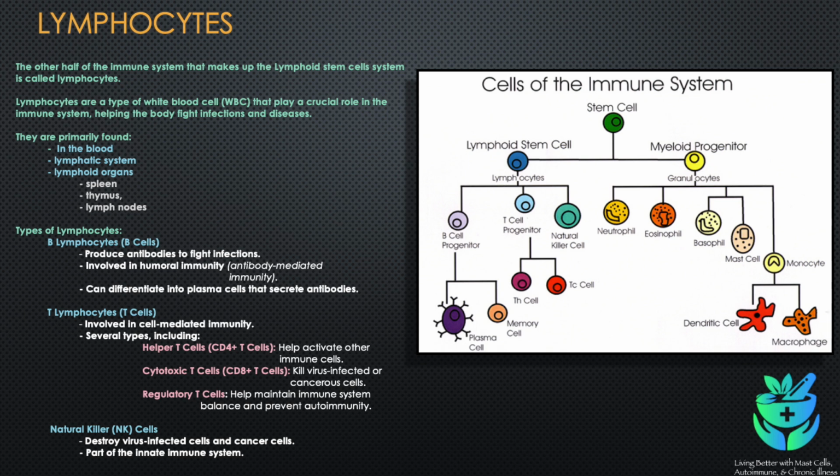Lymphocytes are a type of white blood cell that plays a crucial role in the immune system, helping the body fight infections and diseases. They are primarily found in the blood, the lymphatic system, and the lymphoid organs, which are the spleen, thymus, and lymph nodes. The types of lymphocytes are B lymphocytes, which are B cells, and they produce antibodies to fight infections. They are involved in humoral immunity.